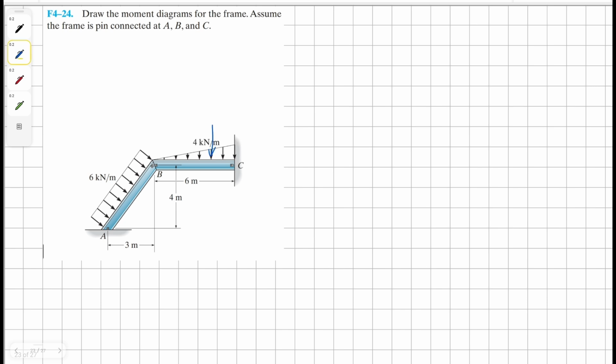For our first load, the triangular load, it's going to be 0.5 times 4 times 6. And this comes up to be 12 kilonewton and be 2 meters away from C.